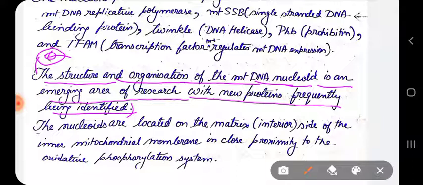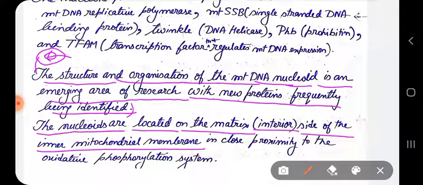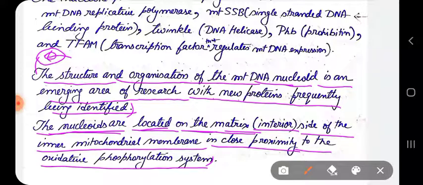So the nucleoids are located on the matrix, on the interior side of the inner mitochondrial membrane, in close proximity to the oxidative phosphorylation system. So most of the nucleoids that we can see here are located close to the matrix on the inner side of the mitochondrial membrane, where your oxidative phosphorylation system is located actually.